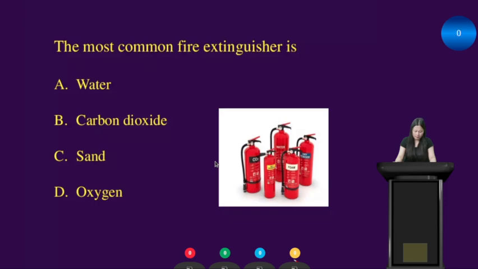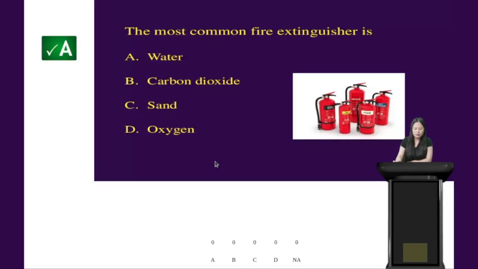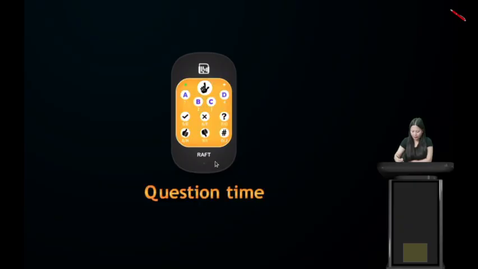Yes students. Alright students, your time is up, and yes, very good. The correct answer for this question is option A, that is water. Water is the most common fire extinguisher because it is easily available to everyone. So the correct answer is option A, that is water.